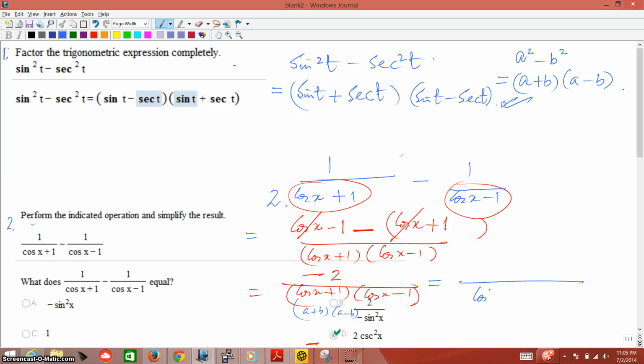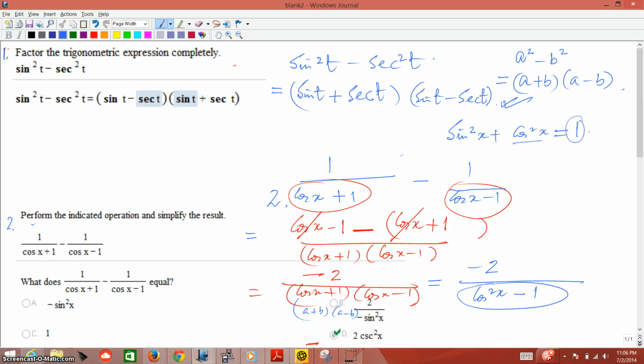So this one will come out to be cosine square x minus 1 square, which is 1. And in the numerator, I still had my negative 2. And notice this part is related to my Pythagorean identity. So I actually can substitute that from my Pythagorean identity, which is sine square x plus cosine square x equals 1. And I see that cosine square x minus 1.